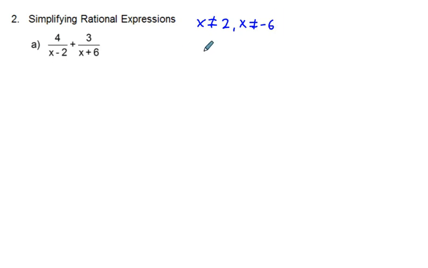So what is our common denominator going to be? Well, our common denominator is going to be found by just multiplying these two denominators together. So we have x minus 2 times quantity x plus 6. So now let's rewrite this fraction above here. So we have 4 over x minus 2. And what do we have to multiply by x minus 2 to get our common denominator? We just have multiplying by x plus 6. So we have x plus 6 here.